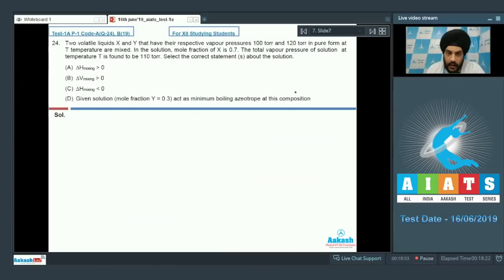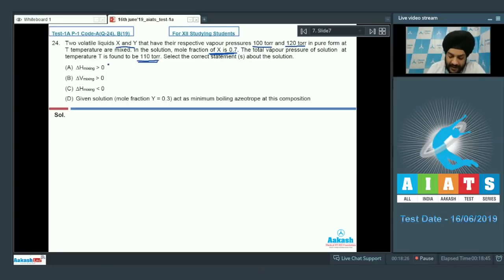Question number 24. Two volatile liquids X and Y that have their respective vapor pressures as 100 torr and 120 torr in pure form at the temperature T are mixed. In solution, the mole fraction of X is 0.7. The total vapor pressure of this solution at temperature T is found to be 110 torr. Select the correct statements about the solution.